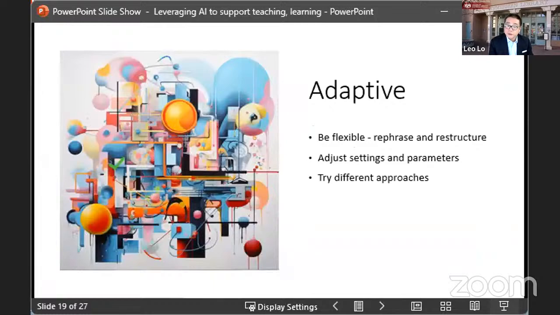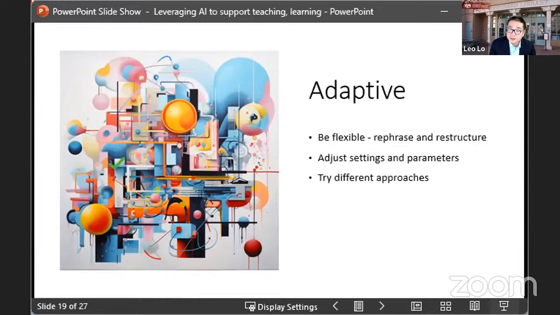So the first three principles were more about structuring the prompt. The final two principles are more about a mindset or strategy. So being adaptive is being able to look at the output and be flexible about it, because most likely you won't get the perfect response the first time. That means you can take a look at it and rephrase and restructure your prompts to get exactly what you want.